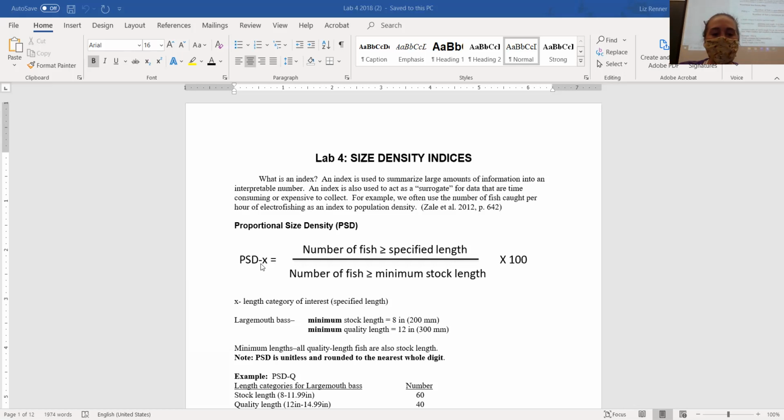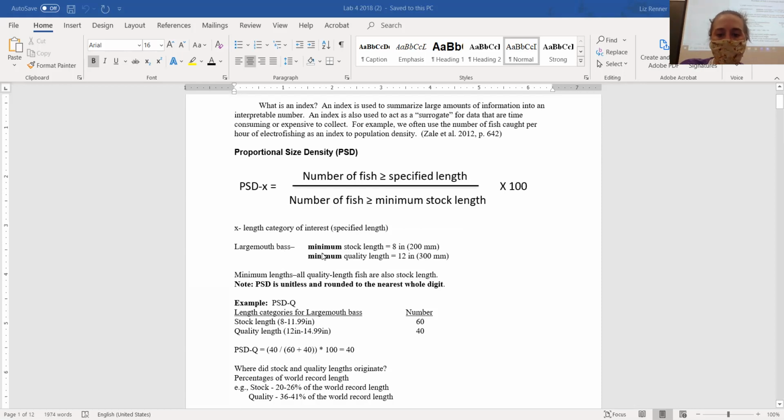Okay, so here's the equation to calculate proportional size density. This little PSDX is just indicating the length category of interest, and we'll learn about the different length categories. You calculate it as the number of fish greater than or equal to a specified length divided by the number of fish greater than or equal to minimum stock length, times 100. For example, let's say we've got largemouth bass. The minimum stock length would be 8 inches or 200 millimeters, and the minimum quality length would be 12 inches or 300 millimeters.